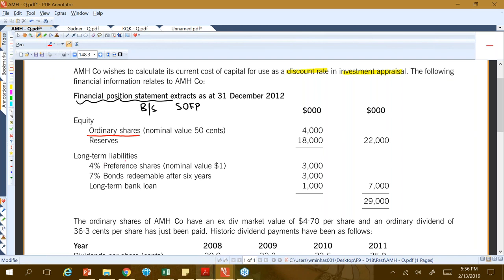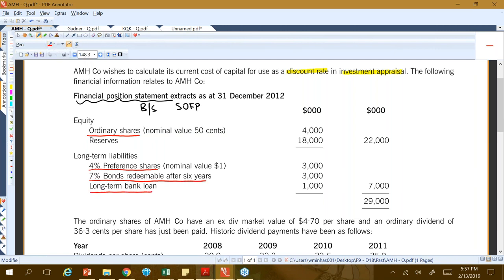Then within the long-term liabilities, I also have 4% preference shares, which is basically a form of equity. But the reason it is being shown differently here is because it has got some features of debt, like the fixed income which the providers can get. So 4% preference shares. Then we have 7% bonds redeemable after 6 years, and we have a long-term bank loan.